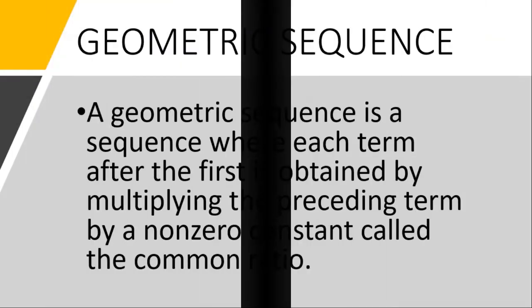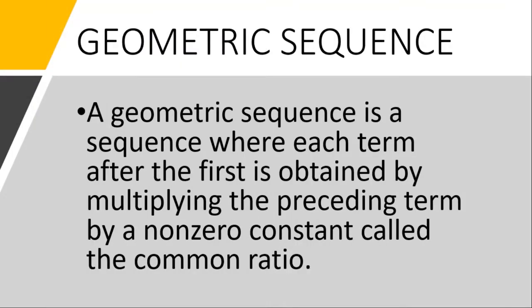To continue this tutorial, let's define what is geometric sequence. Geometric sequence is a sequence where each term after the first is obtained by multiplying the preceding term by a non-zero constant called the common ratio.